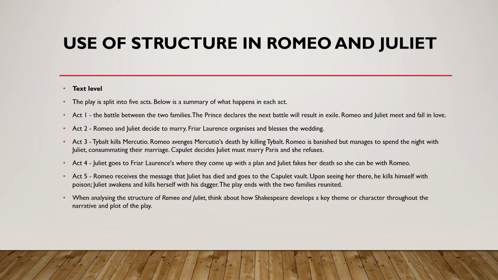In Act 4, Juliet goes to Friar Lawrence, where they come up with the plan, and Juliet fakes her death so she can be with Romeo. What could possibly go wrong?